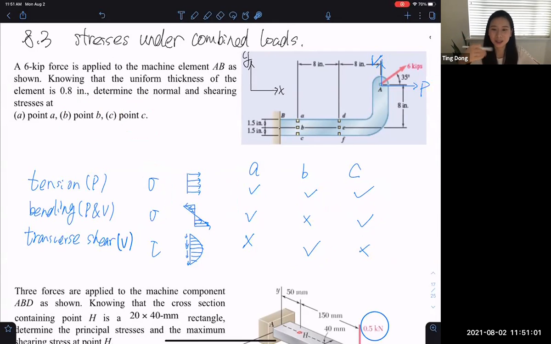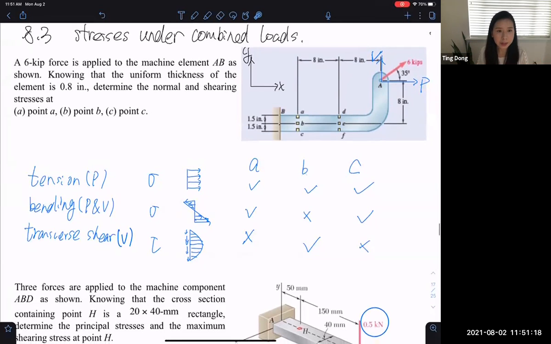And of course, I will show you later, when there is torsion, the shear stress generated by torsion and the shear stress generated by transverse shear are in different directions. You need to put a sign there. So it's either add or minus, plus or minus.